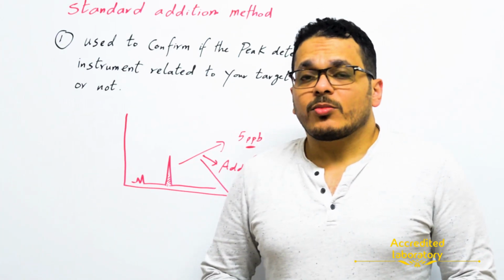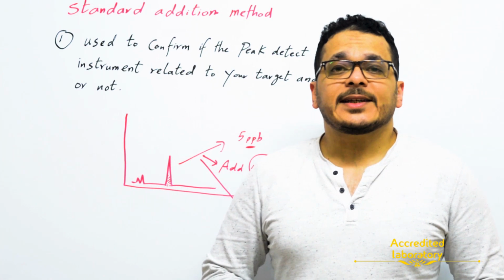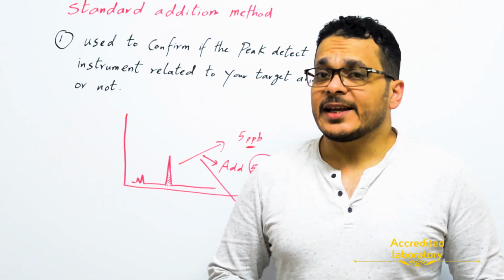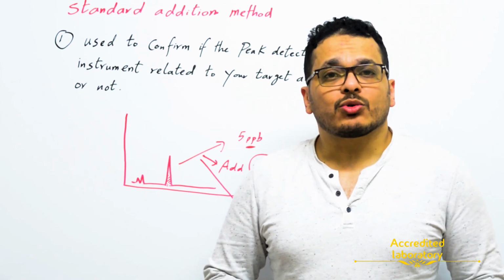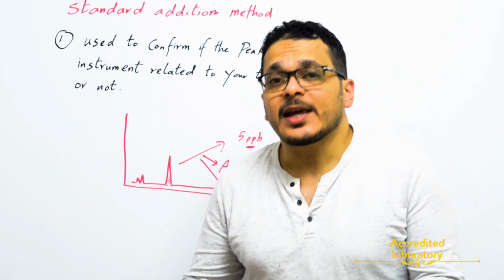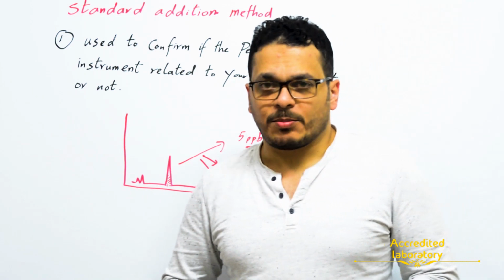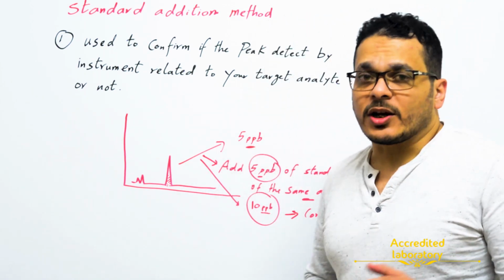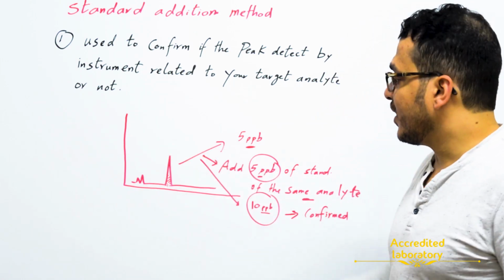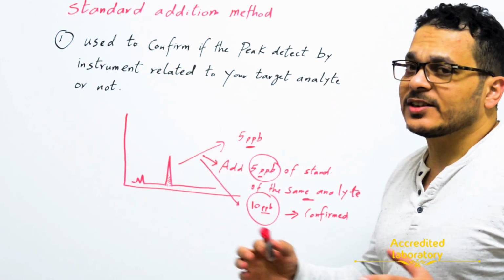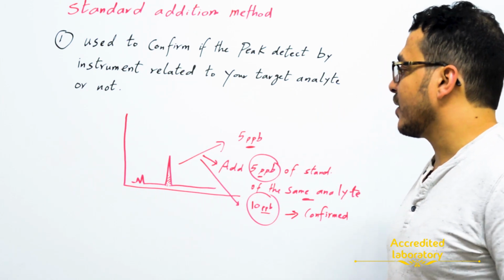So the standard addition method is used to confirm if the peak detected by your instrument is related to your target analyte or not, by addition of a known amount or concentration of a standard of the same analyte to this sample. As in this example, if you analyze a sample and the instrument detects this peak, and you have a doubt if this peak is related to your target analyte or not.